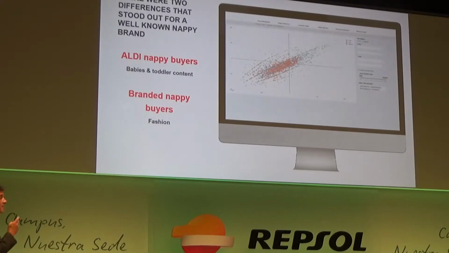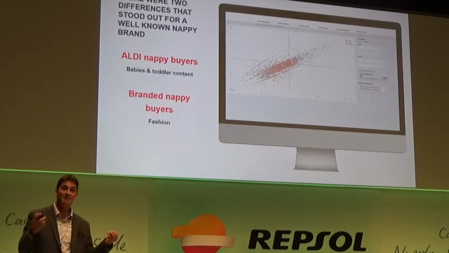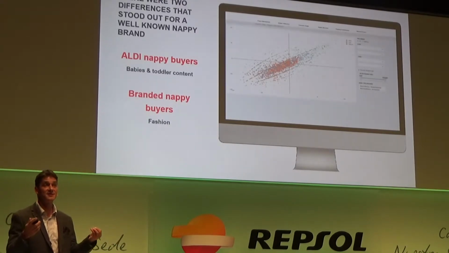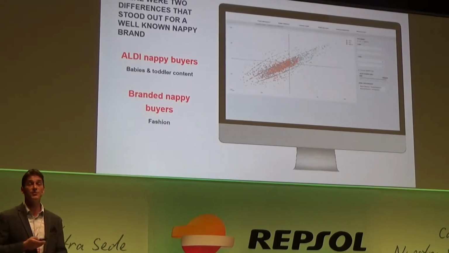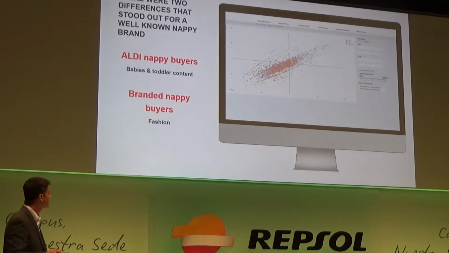So now Aldi nappy buyers, very focused on their family and their baby and their toddler. Branded nappy buyers, interested in fashion. So again, that takes us in a new targeting direction, and it potentially takes us in a new creative direction.